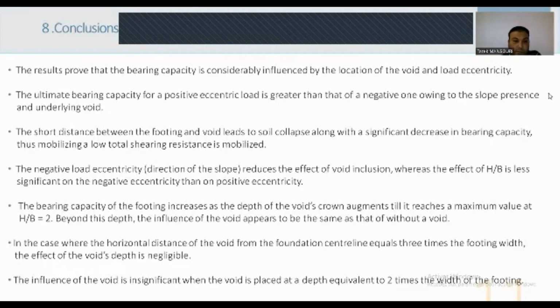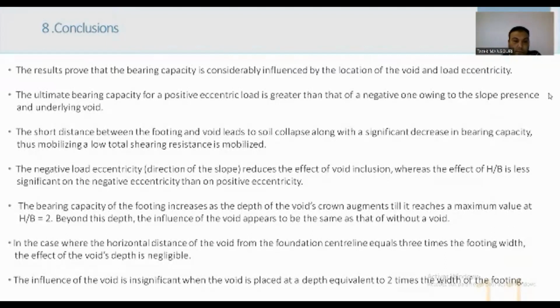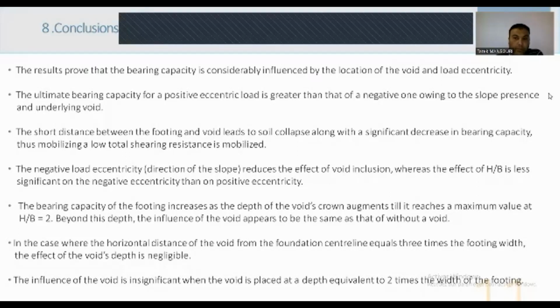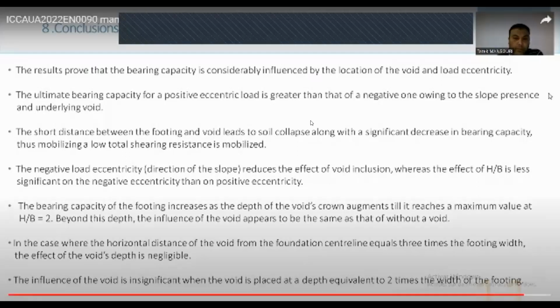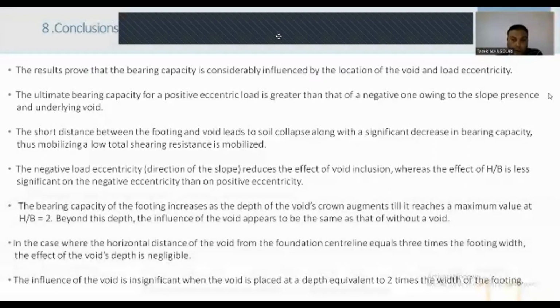For the negative load eccentricity, the direction of the slope reduces the effect of void inclusion, whereas the effect of H/B is less significant on the negative eccentricity than on positive eccentricity. The bearing capacity of the footing increases as the depth of the void's crown augments until it reaches a maximum value at H/B equals 2. Beyond this depth, the influence of the void appears to be the same as that of without a void.